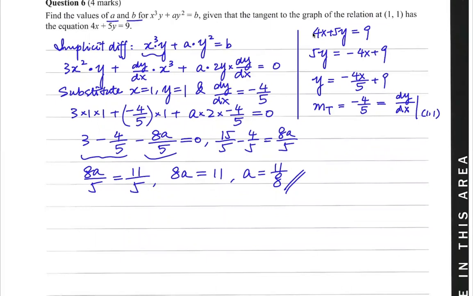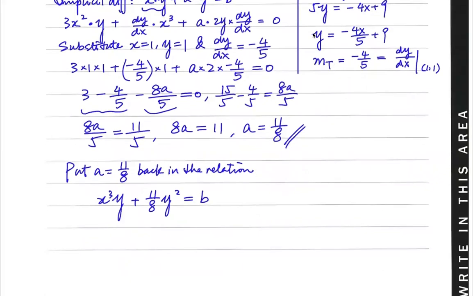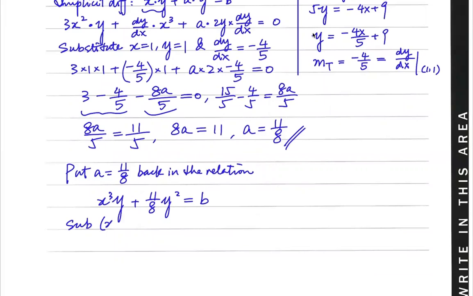But we also need the value of b as well. So put a equals 11 over 8 back in the relation. We have x squared times y plus 11 over 8 y squared equals b. So now we only need to find b by substituting x equals 1, y equals 1. So 1 plus 11 over 8 equals b, because (1, 1) is a point on that relation. If I substitute that point, the x, y values, into the relation, it will satisfy that left-hand side equals right-hand side, okay? Very easy. So 19 on 8.